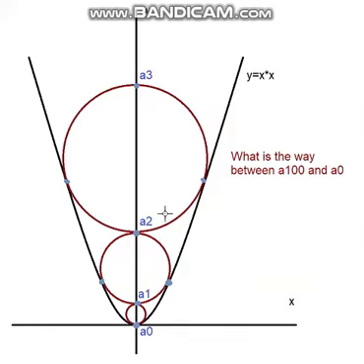Well, we know there is a point 0, of course, whose coordinates are (0, 0). The other points are a1, a2 and so on, up to infinity. And what is the difference between a100 and a0? Okay, sounds very interesting. Let's try to solve it maybe.